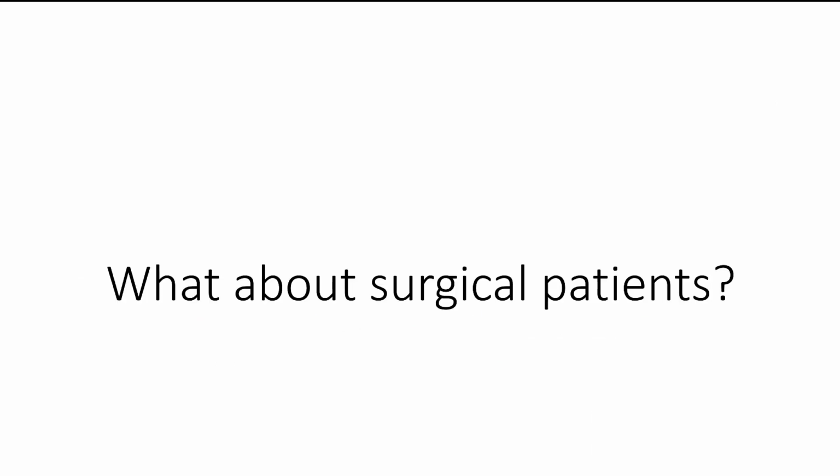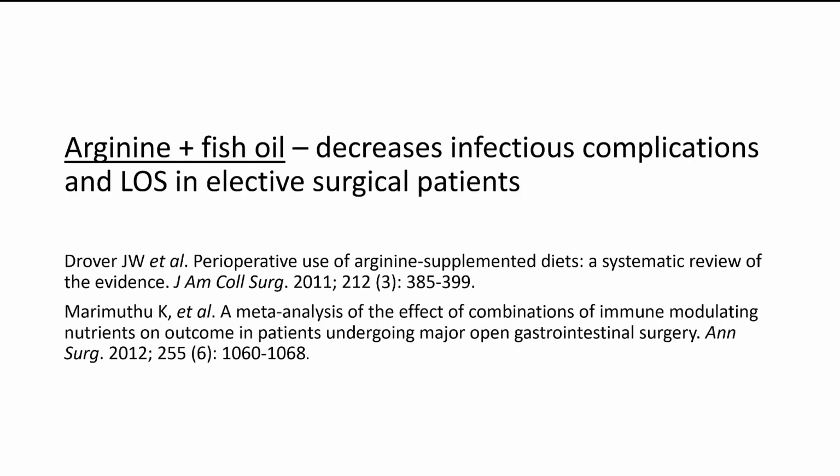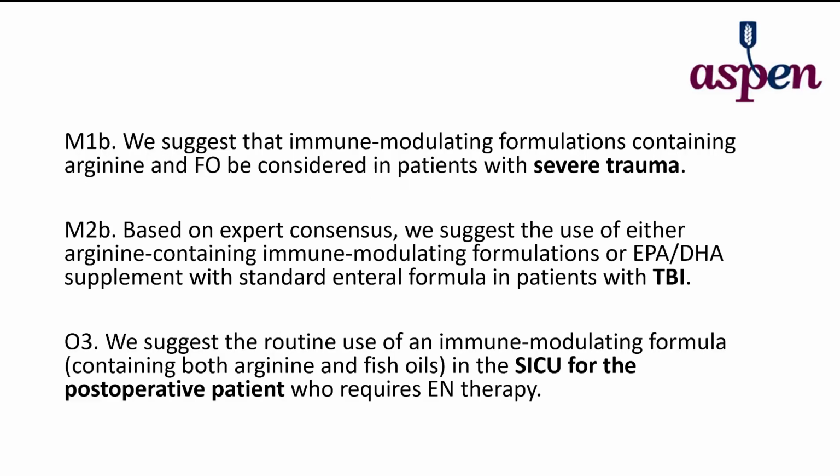Now, a few words on nutrition in surgical patients. The combination of arginine and fish oil was found to decrease infectious complications and length of stay in elective surgical patients, proving once again that surgical patients are different from medical patients. This is why ASPEN recommends the use of arginine and fish oil in post-op SICU patients, and they also suggest their use in severe trauma and traumatic brain injury.